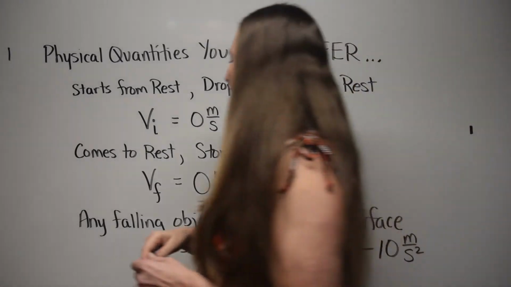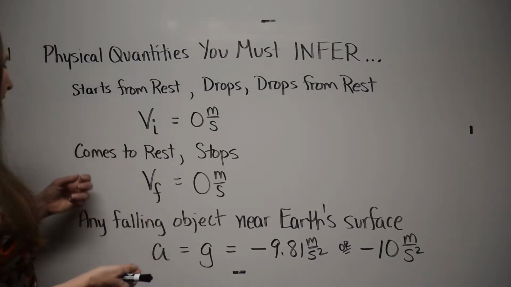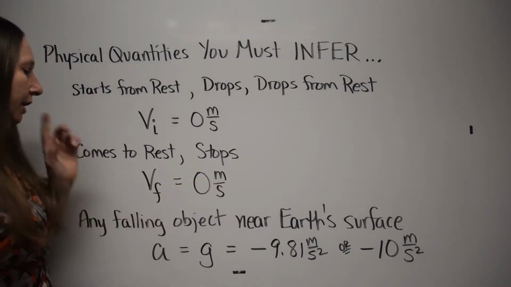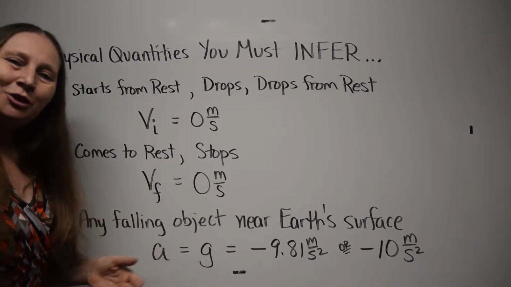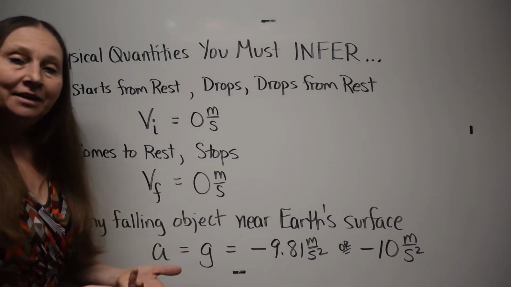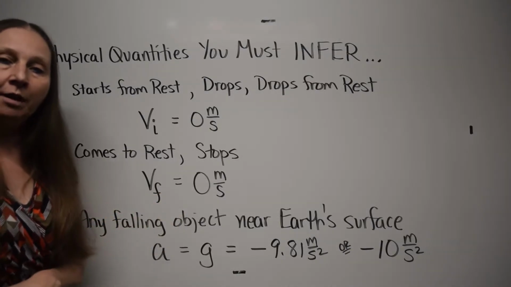So you've got yourself another number to work with. If the problem says that the object, for example, a car that has applied the brakes, comes to rest or stops, then you know that V final is 0 meters per second. You know that the velocity at the end is 0 meters per second. So again, you've got yourself another number.